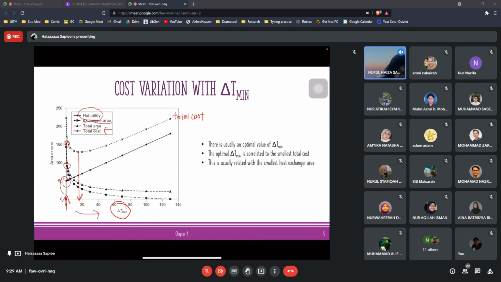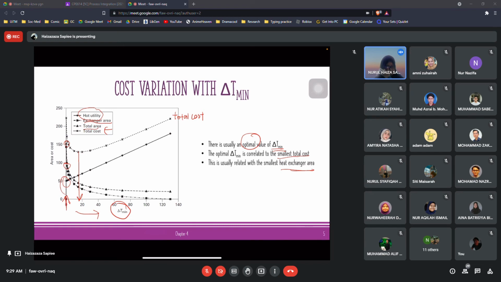So whichever has the smallest total cost, that is your optimal value of delta T. Dan ni pun ada soalan last semester kot, yang ramai orang macam confused, kita nak ambil delta T min mana. So delta T min, you always want to choose the one which has the lowest total cost. So it's correlated to your smallest total cost. And usually when we're talking about the smallest total cost, we also want a smaller heat exchanger area. So that's why we want to learn macam mana kita nak calculate heat exchanger area tu.